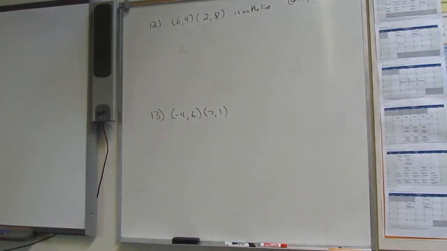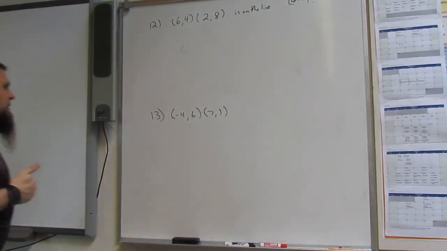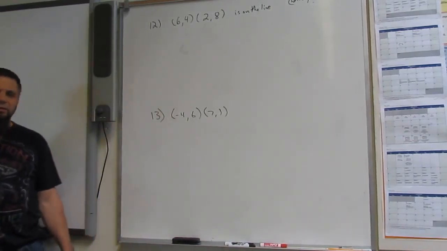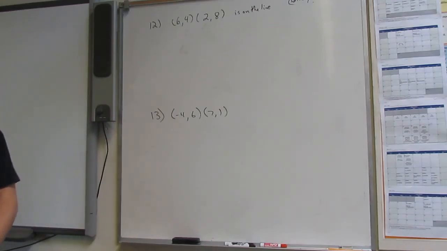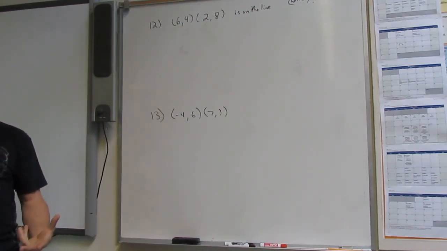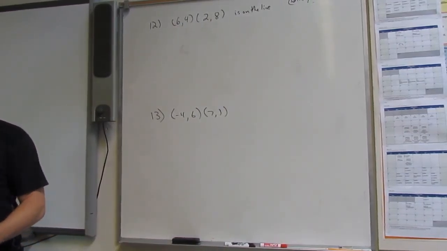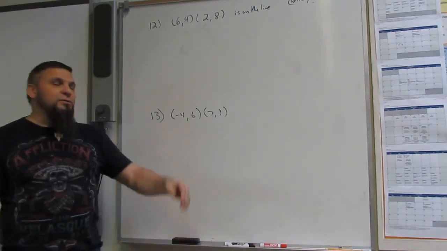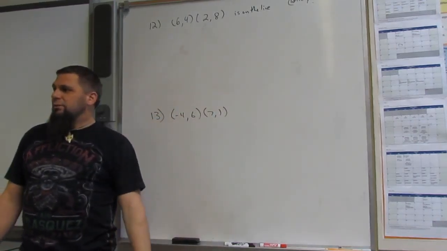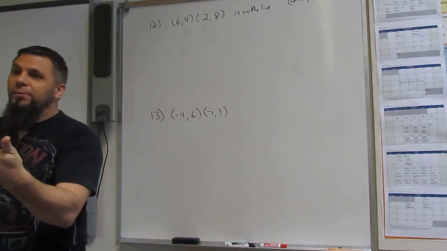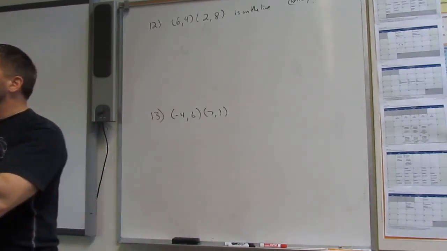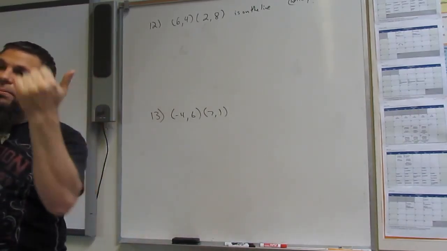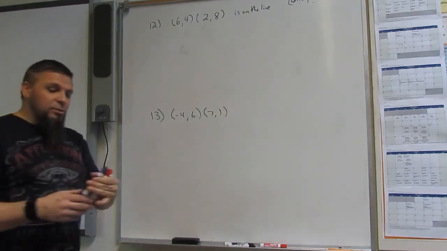Chapter 4, Algebra 1, practice test, number 12 and 13. Flip it and smack it. We've got to find the equation of a line that goes through these 2 points. So I have to find the slope, and I have to find the y-intercept. I need m and I need b, right? Those are what I need.